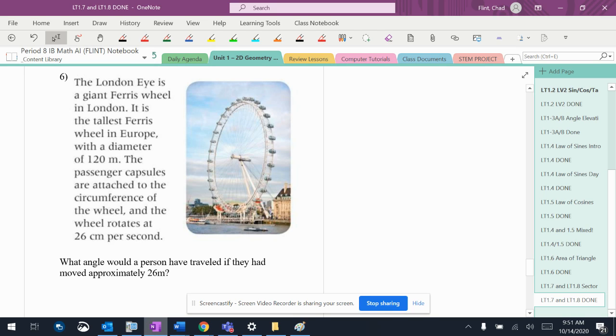Okay, so we've got a giant Ferris wheel that's in London, right on the... I can't think what the name of the river it's on is, but it's a big Ferris wheel, and you can ride on it. It takes forever to go around, so you better have some time if you're going to go there and visit. It says the tallest Ferris wheel in Europe with a diameter of 120. So this is the first one I've seen.